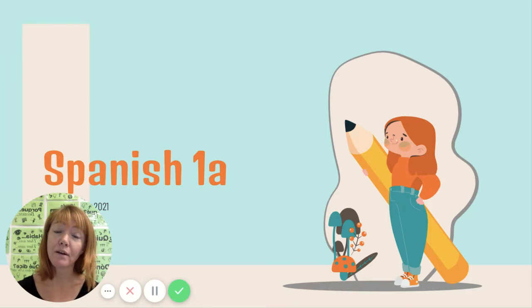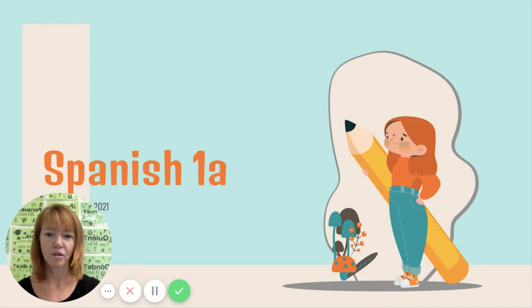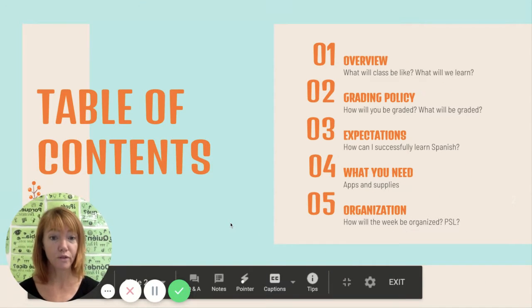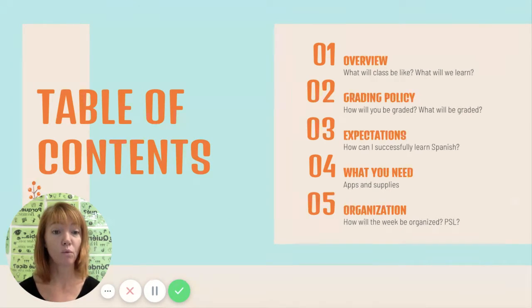This way you have a copy of it to look at in video format, and you'll have copies of the Google Slides, so you can look back at it anytime this year if you're confused about something or you need a refresher. So the things that we're going to go over are an overview, what's class going to be like, grading policy, how will you be graded and what will be graded, expectations, how you can successfully learn Spanish, what you need, apps and supplies, and organization. So how will you find everything this year in the hybrid school format?